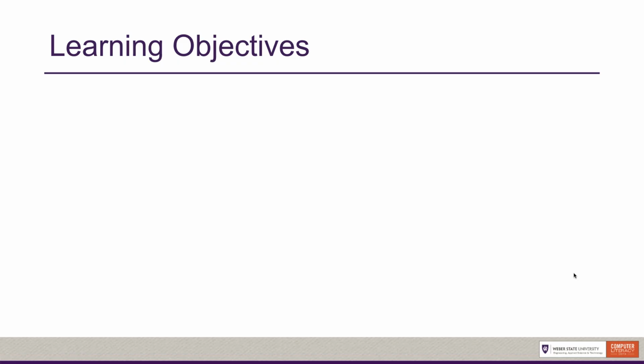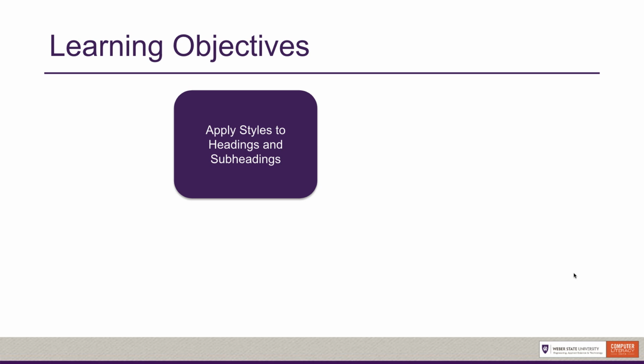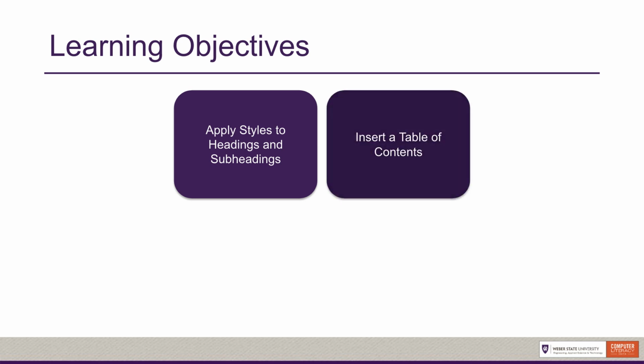In this video, we will apply styles to a title, headings and subheadings, and insert a table of contents in a Google Doc. If you would like to follow along with the instruction, find the start file bundled with this module and save it as your own.